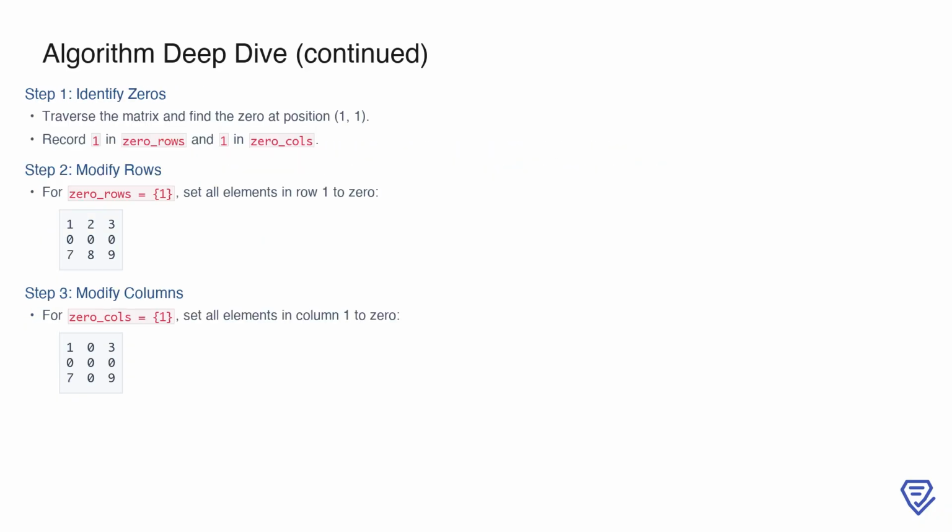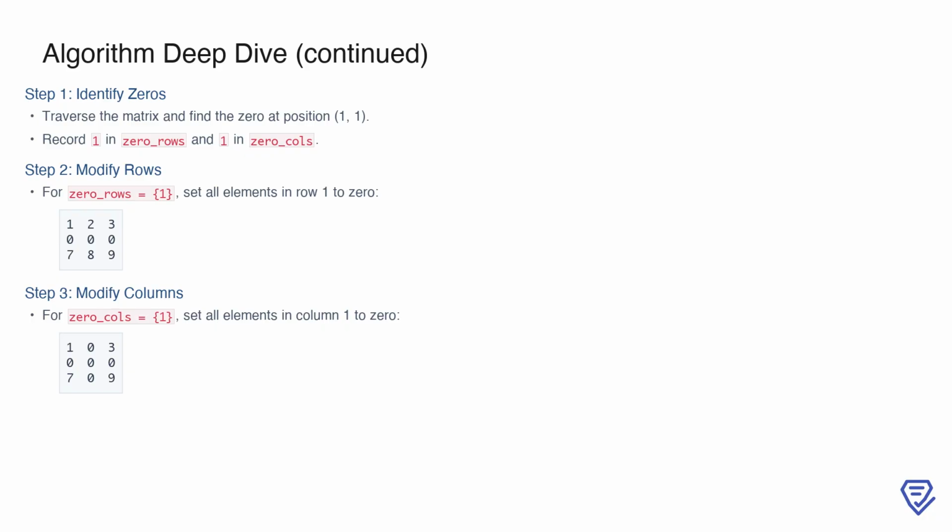In this example, during the identification phase, we find a 0 at position 1, 1. This means row 1 and column 1 need to be zeroed out. We record these indices in the zero_rows and zero_cols sets. Next, we proceed with modifying the rows. For zero_rows equals 1, we set all elements in row 1 to 0, resulting in the intermediate matrix 1, 2, 3, 0, 0, 0, 7, 8, 9.